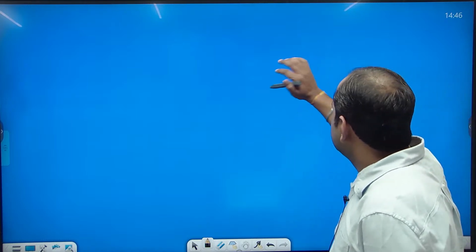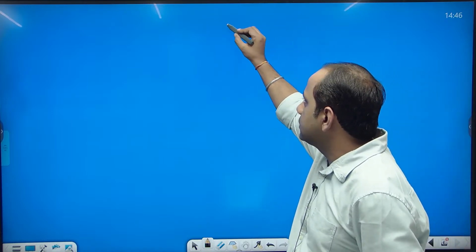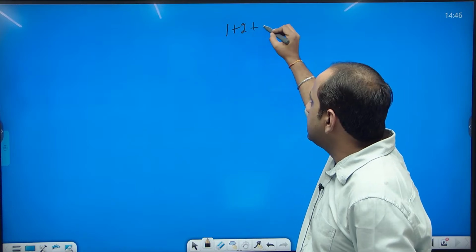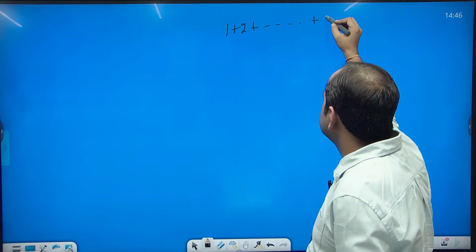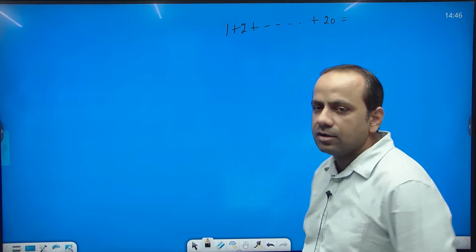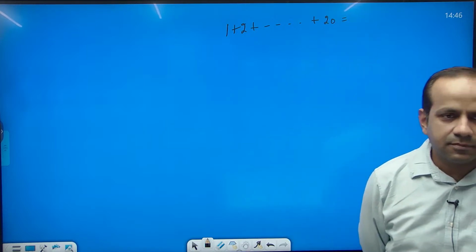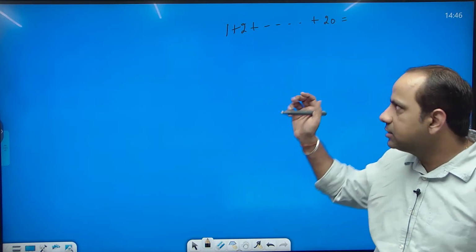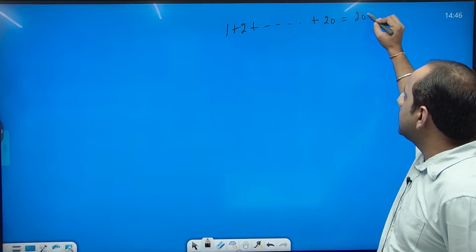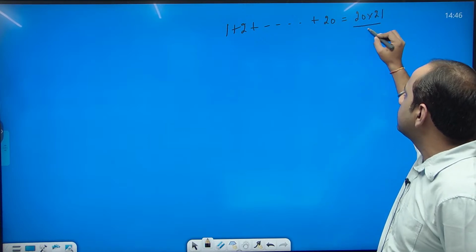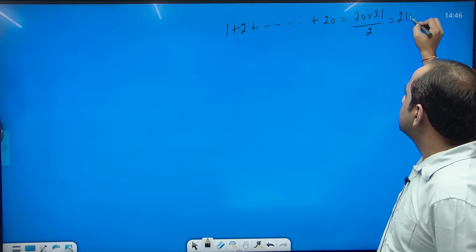Now we are done with these formulas. So if I say the sum of all numbers, if I need to add 1 plus 2 plus 3 and so on up to, let's say, 20, can you tell me what will be your answer? The formula is n into n plus 1 by 2. So n here is 20. So n into n plus 1 divided by 2 will be 210.